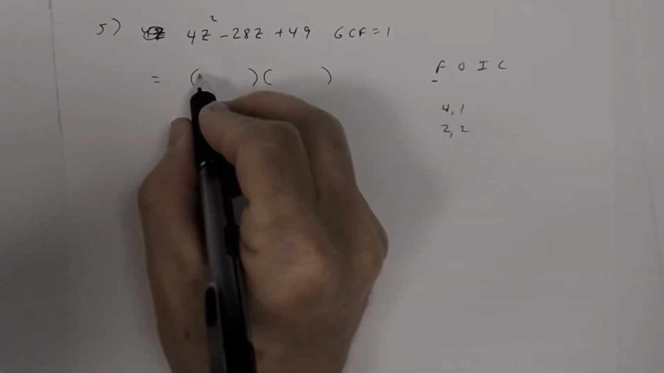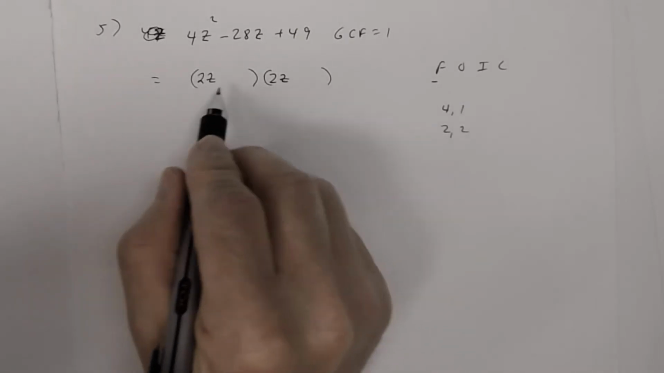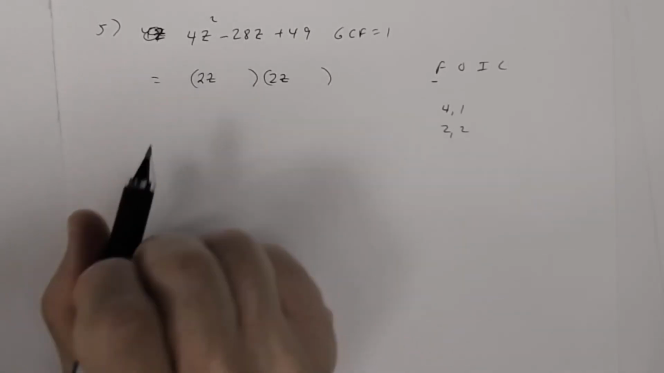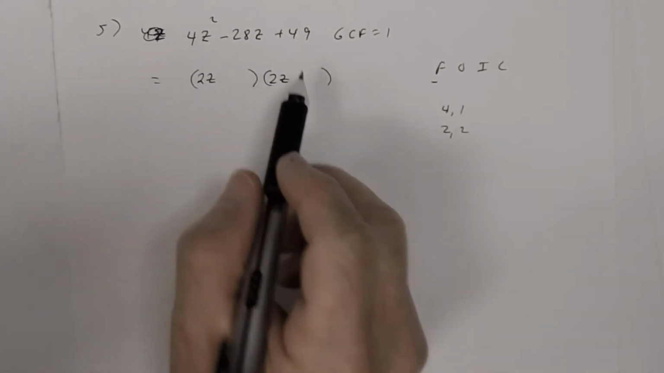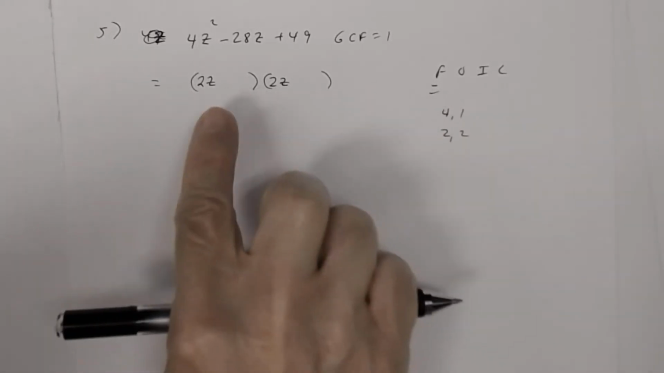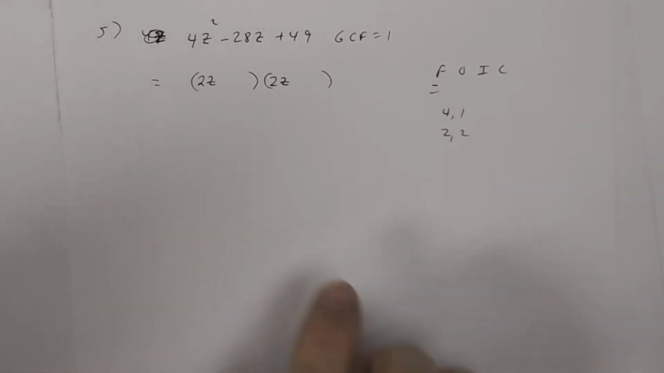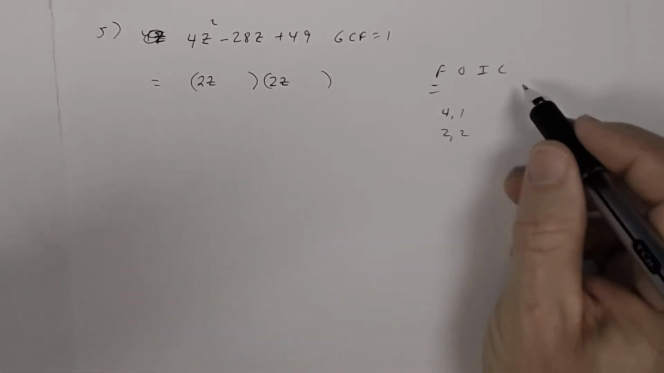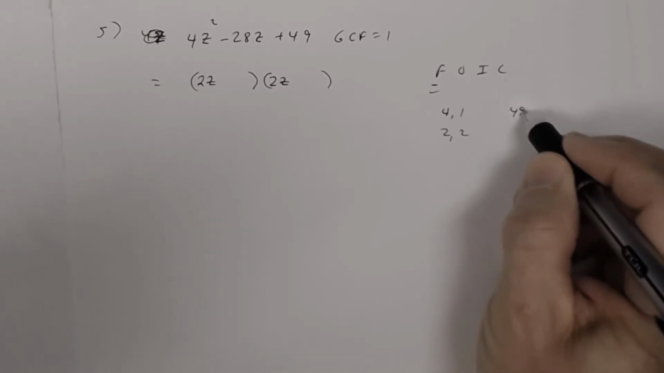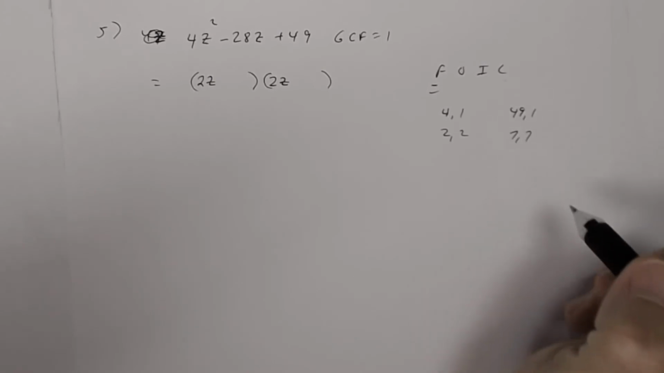So let's put 2z and 2z. Make sure you use your correct variables, though. Don't say x when this is z. All right, now that takes care of the F. Y'all agree that so far I'm good? Because 2z times 2z is 4z squared. Now let's go to the last, 49. The possibilities of 49 are 49 and 1, 7 and 7. So what do you want to try? Let's do 7 and 7.